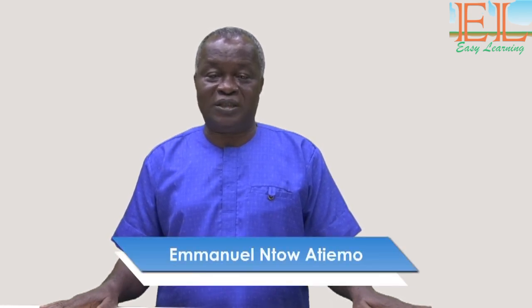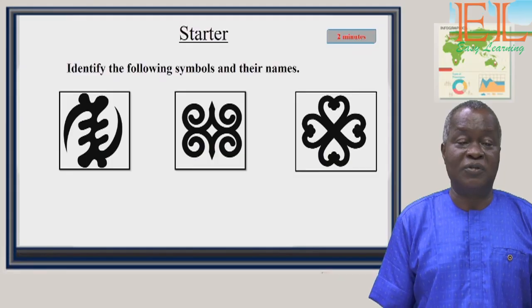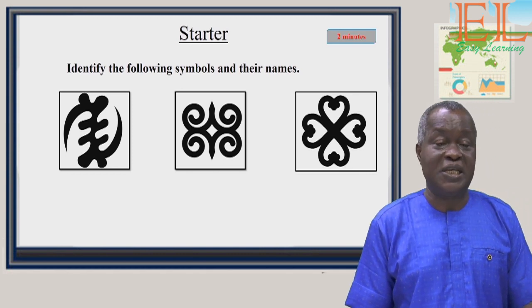The subject is Social Studies, Lesson number 2. Our topic is our culture and our national identity. Lesson title is Stimulating National Allegiance Using National and Traditional Symbols. I am your facilitator, Emmanuel Ntuatimu. For our starter, identify the following symbols and their names.